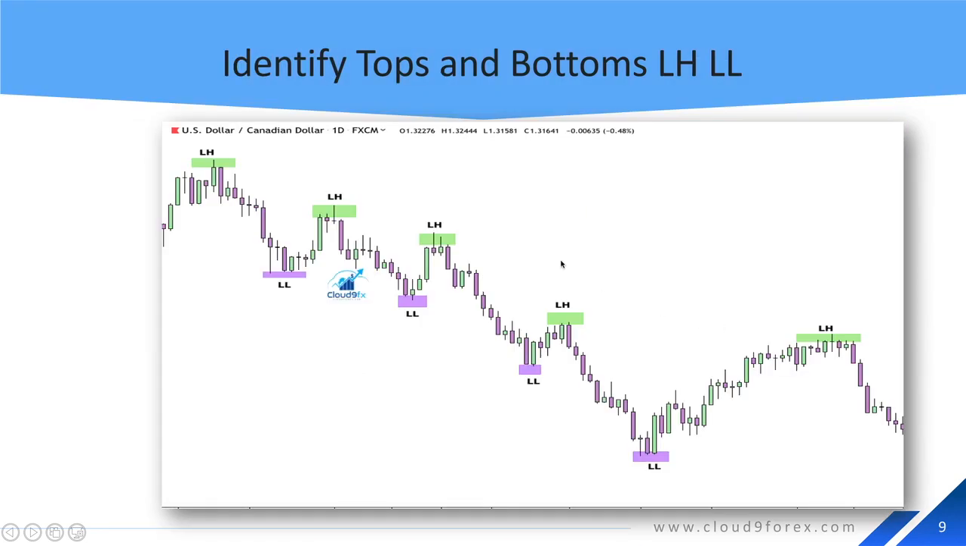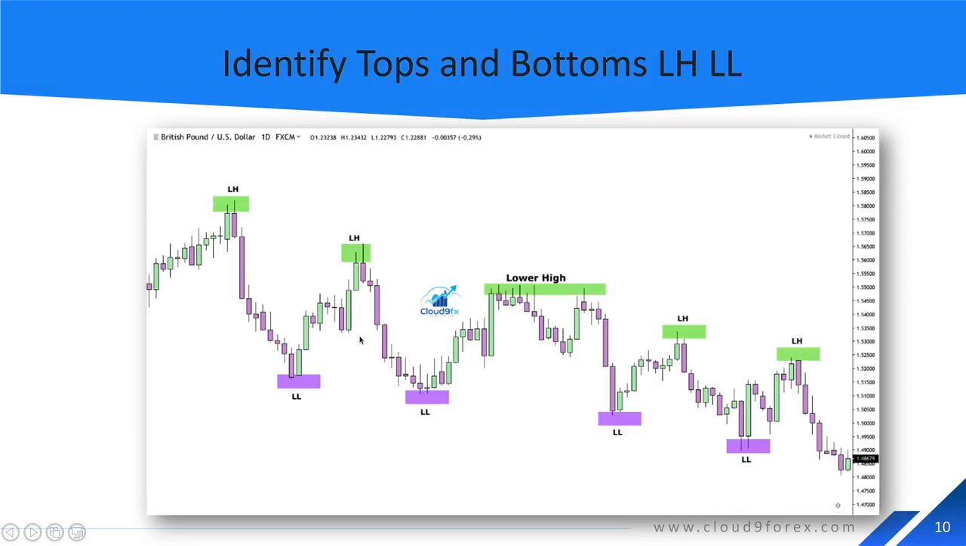So identifying lower highs and lower lows. We've got our tops and our bottoms. Our tops are named lower highs and our bottoms are named lower lows. Same thing here: lower high, lower low, lower high, lower low. And then this is just basically a lower low. I just named the whole thing lower high instead of going here and here and going lower high, lower high. So you can do this if they're at the same level. Lower low, lower high, lower low, lower high.